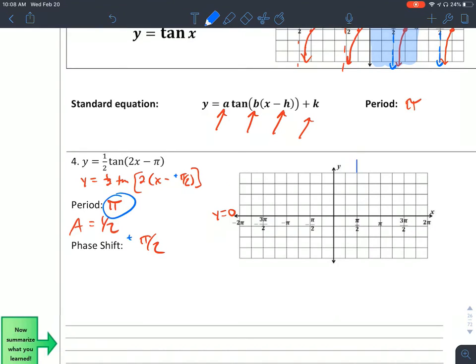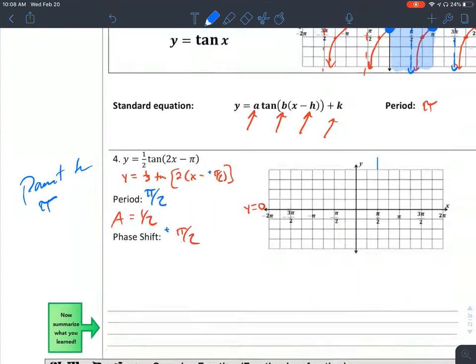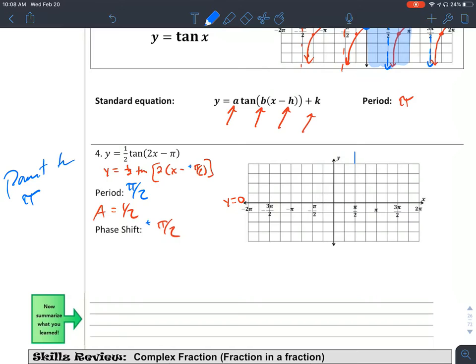Our period length is, I messed that up too. I'm sorry. I'm not having a good day. The parent period for tangent is pi. This 2 cuts that in half. That makes this pi over 2. Oh boy, I wish I could edit this video. I have messed up a lot.